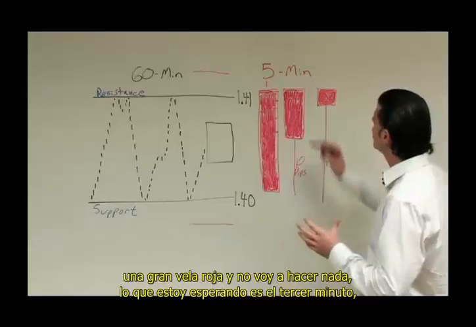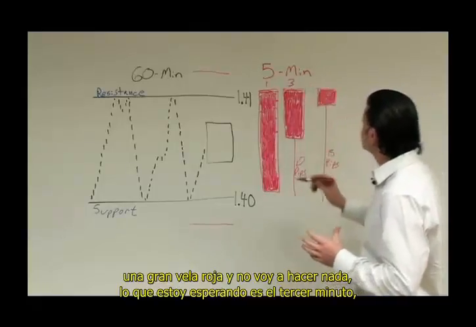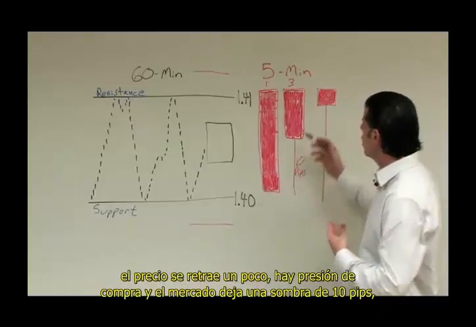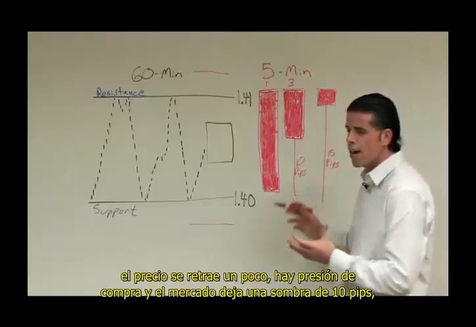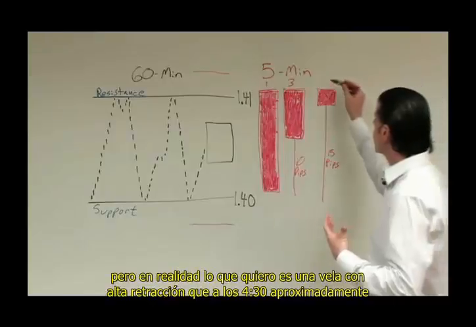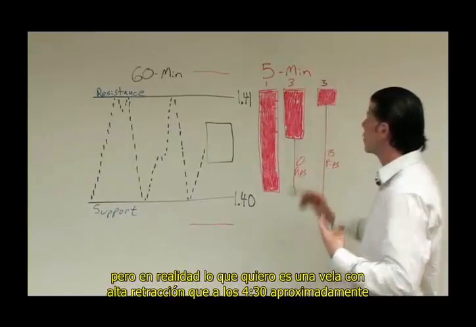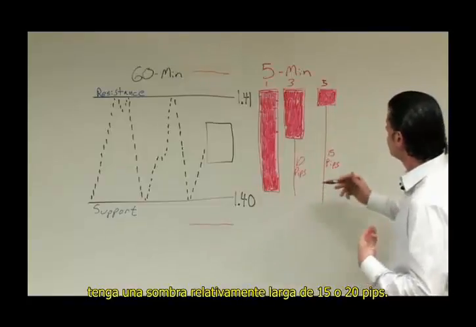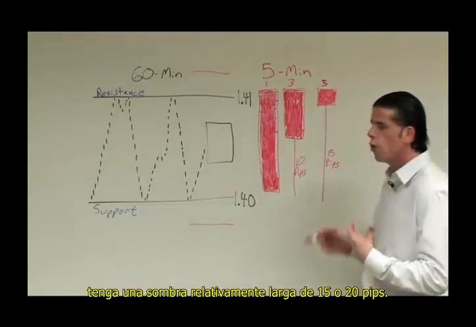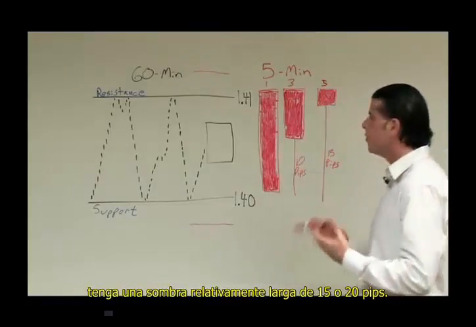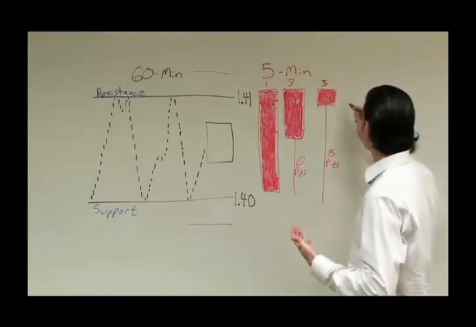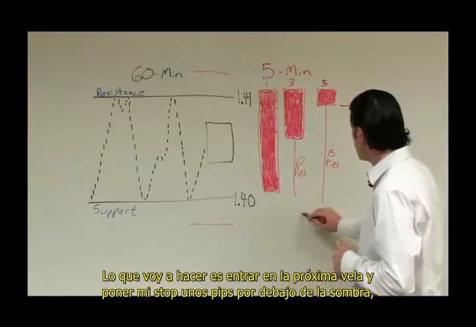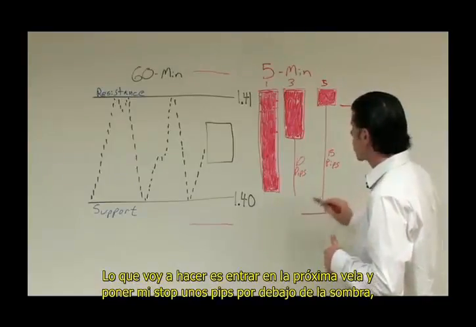What I'm waiting for is, let's say in the third minute, prices move back up higher a little bit. There's some buying pressure, and the market leaves behind a wick of, let's say, 10 pips. But ideally, what I want to see is as the candle is closing, let's say about 4 minutes and 30 seconds into that 5-minute candle, I'm looking for prices to leave behind a relatively long wick, which might be 15 or 20 pips. And what I'm going to do is enter on the open of the next candle and place my stop just a few pips beneath that wick low.